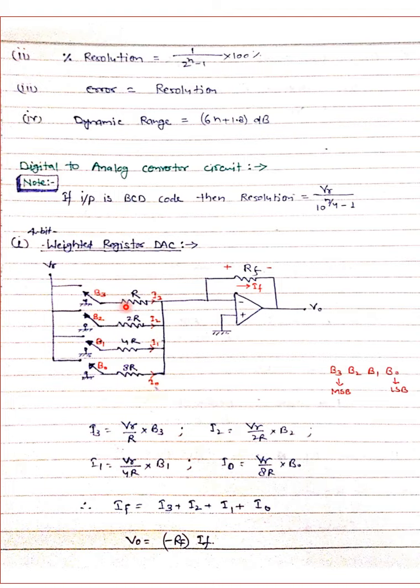So it forms a kind of inverting summing amplifier circuit. VR is the reference voltage. So when we solve this circuit, we will get the output voltage. You can notice here that this point is virtually grounded because the non-inverting terminal is grounded.